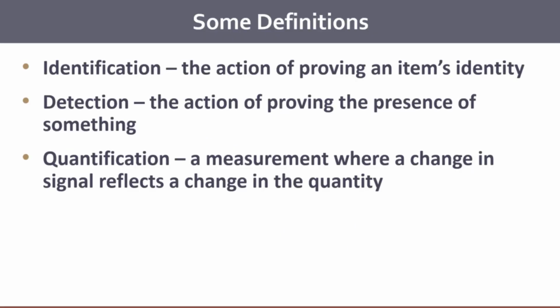So I do want to give some definitions. The first thing I want to define is the term identification. It's thrown around a lot. I will define identification as the action of proving an item's identity. So you can identify the peptide that contributes to this spectrum. But it's hard to say that you've identified albumin in plasma, given that albumin was identified in plasma back in 1924, and the full amino acid sequence was derived in 1975, right?